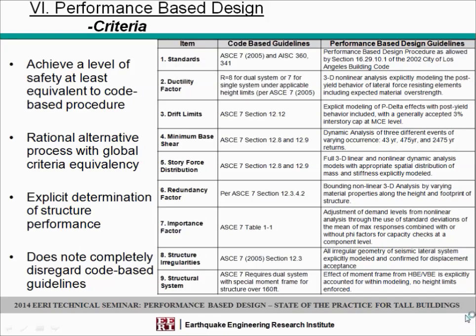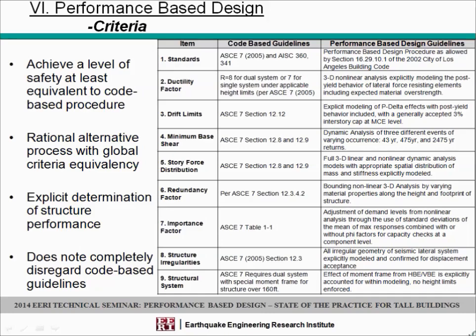That was to use the rational alternative process with global criteria equivalency. That's explicit determination of structure performance as best as we can model it. And you've heard a lot of limited knowledge that we still have to assure ourselves of the accuracy of the expected performance. Does not completely disregard code-based guidelines. And then there were all these items from 1 to 9 on standards for code-based versus performance. We had to develop this document to discuss it with the city.